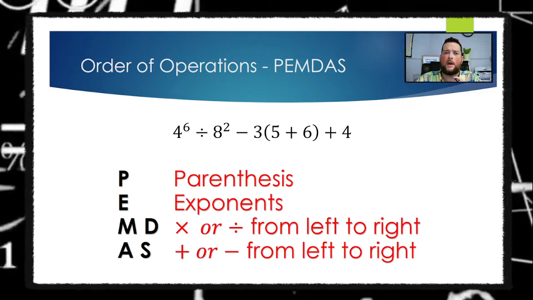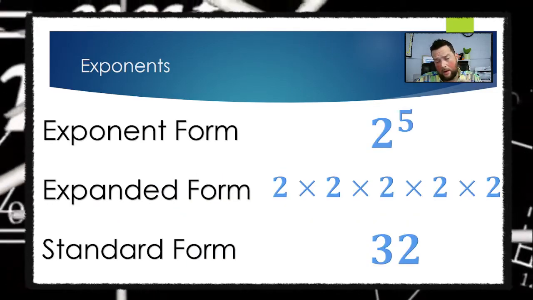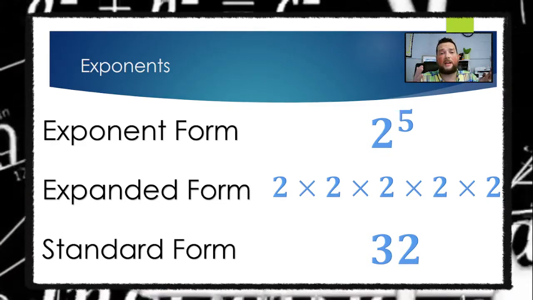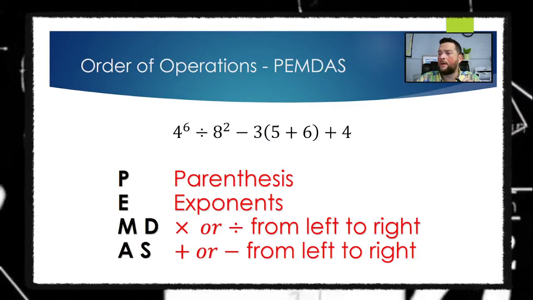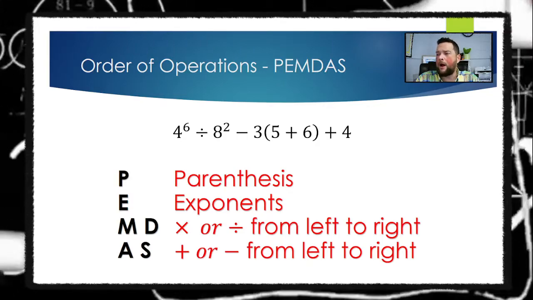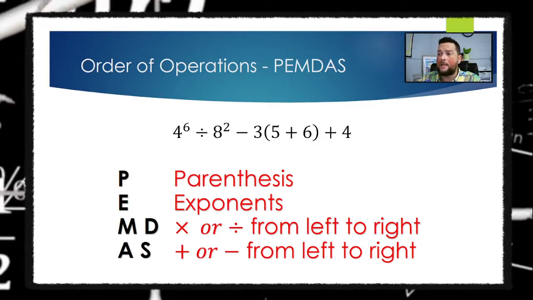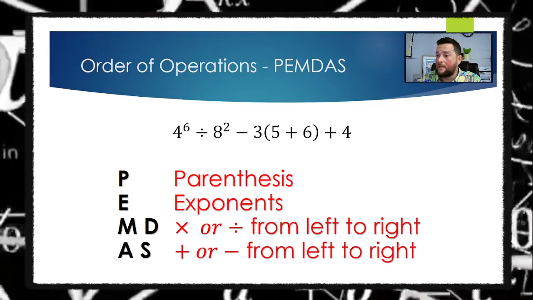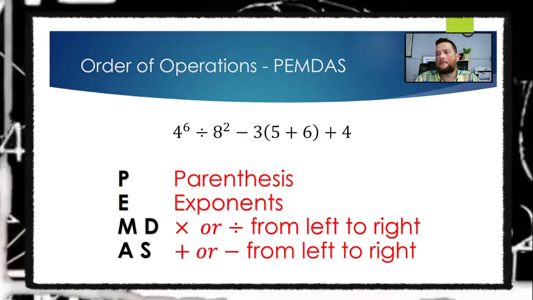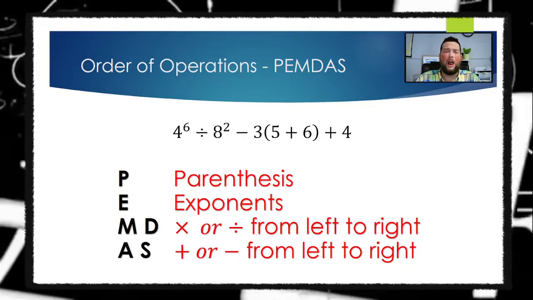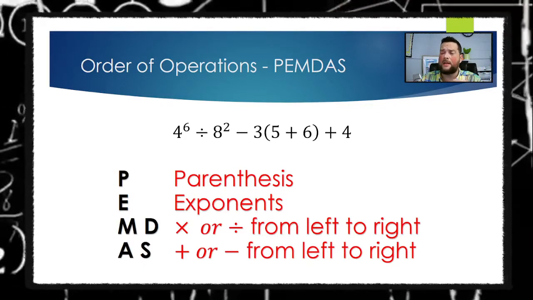Now let's go ahead and go forward another step because we want to be able to simplify expressions that contain exponents. And let's take this problem right here, this expression, 4 to the power of 6 divided by 8 to the power of 2 minus 3 times 5 plus 6 plus 4, all right? There's a lot of operations going on, a lot of different things going on.